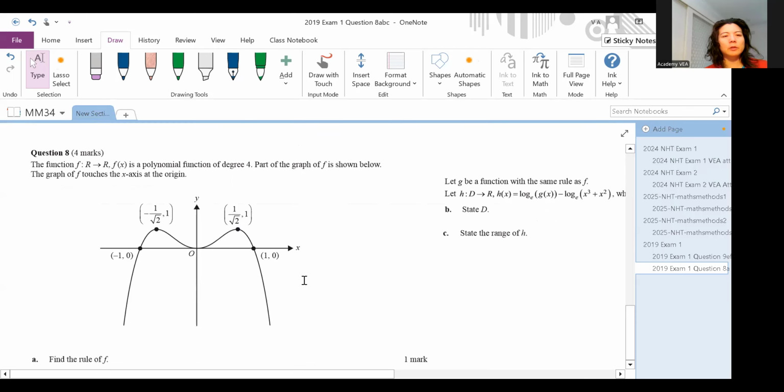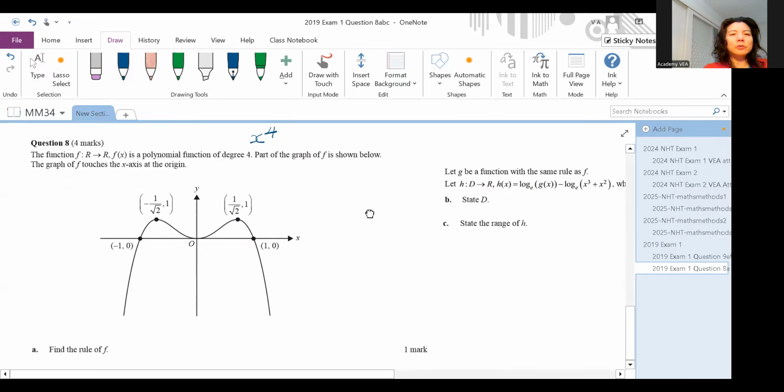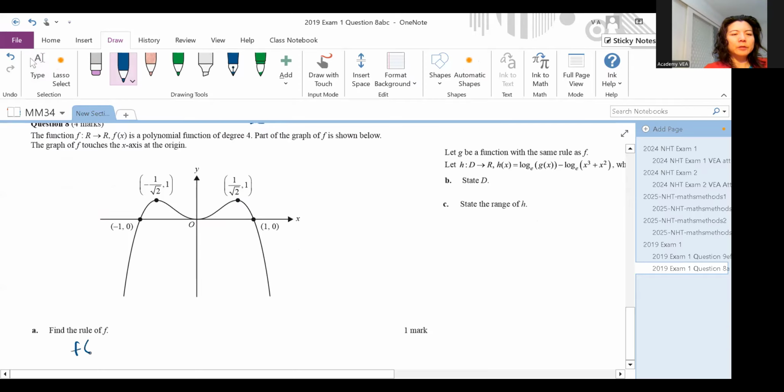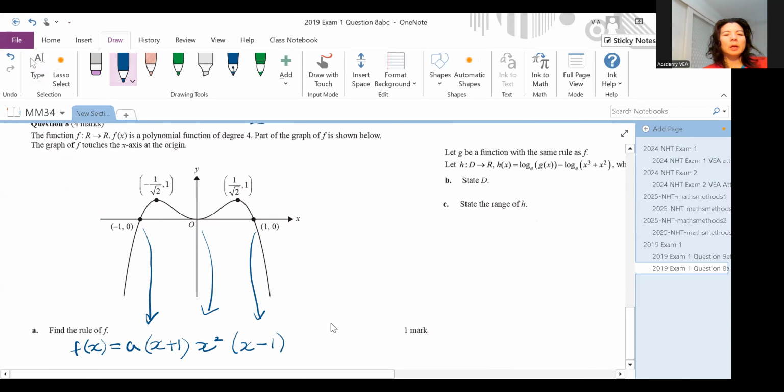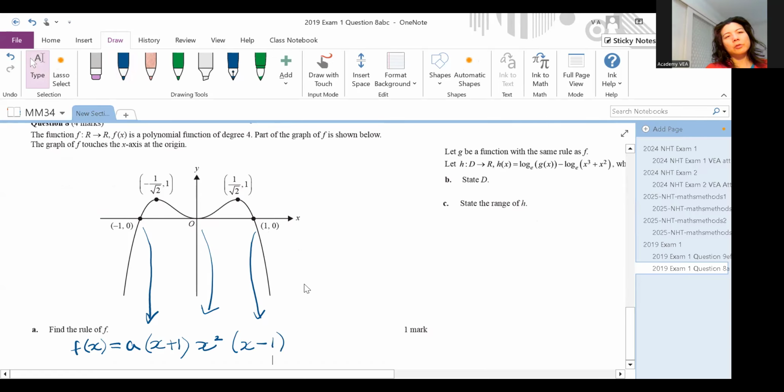The clue that they give you is it is a polynomial of degree 4. So we have x to the power of 4 as our highest power. So the rule is f of x equals some constant, which is the dilation factor, and it crosses here, so we'll have x plus 1. It touches here, so you'll have x squared, a repeated factor, and it crosses again at 1, so you'll have x minus 1.